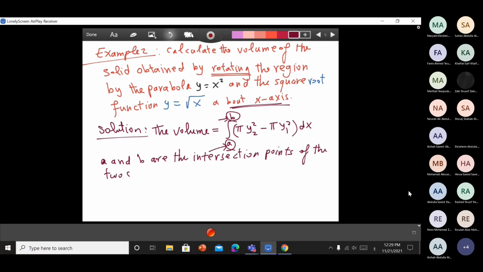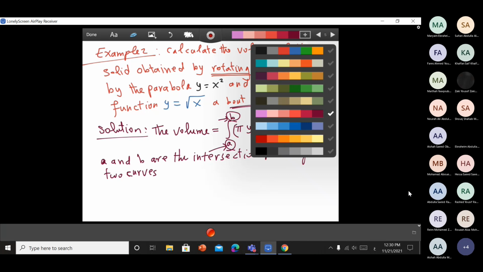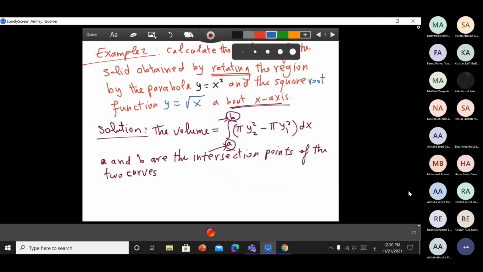How to find the intersection point? Simply, take any curve and any line like this. This is the intersection point. So this point lies on the line and lies on the curve. So at the intersection point, x is the same and y is the same for each curve, right? This is why I'm asking how to find the intersection point.